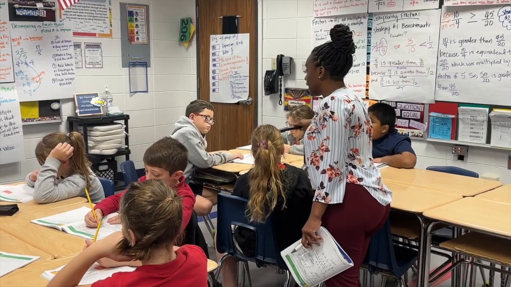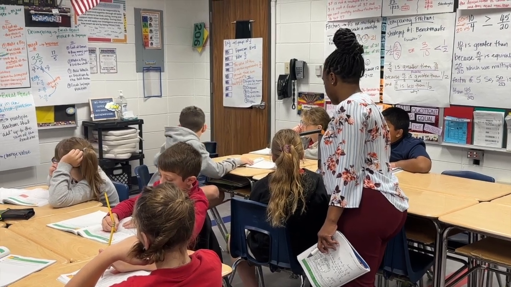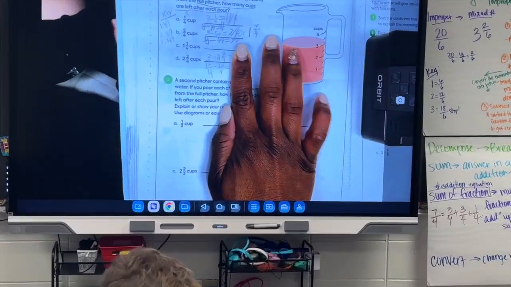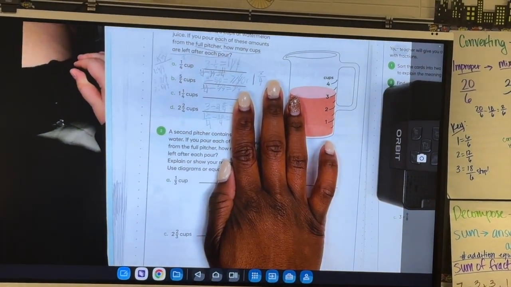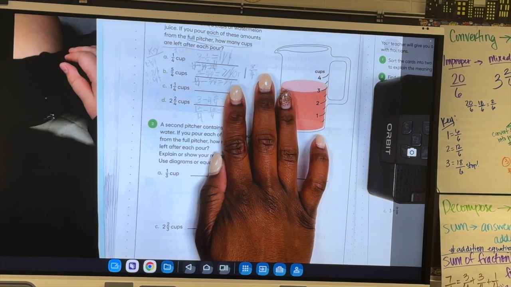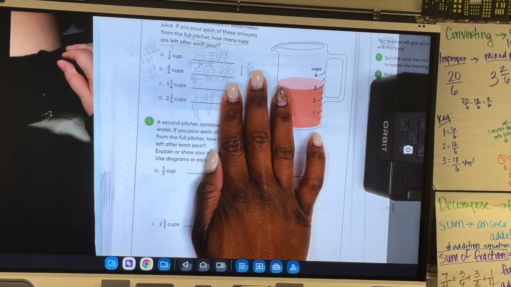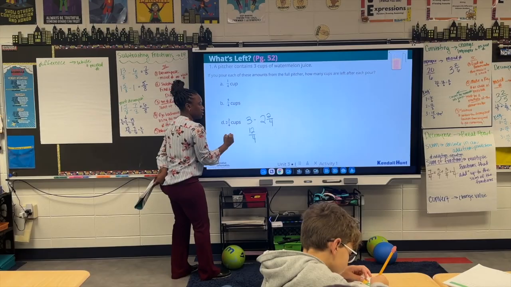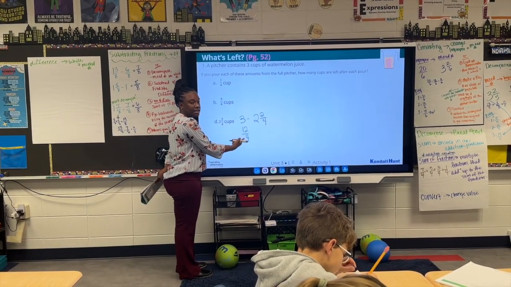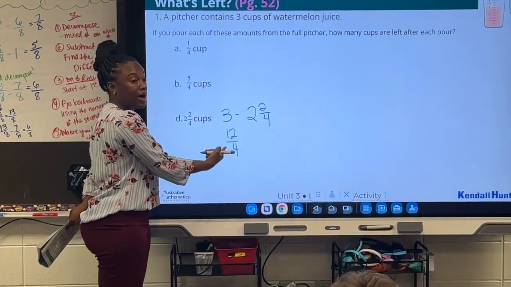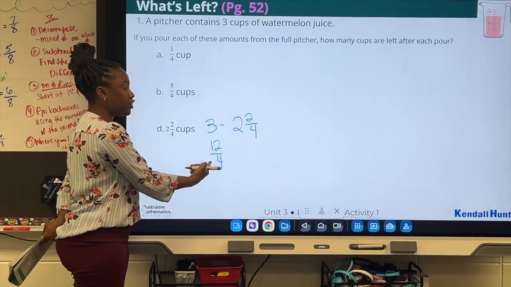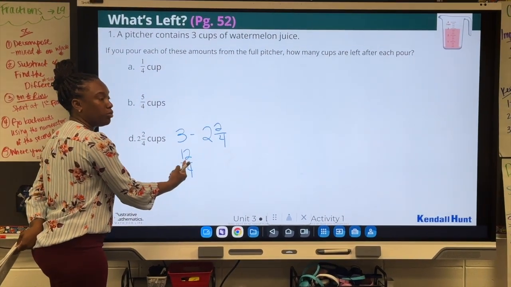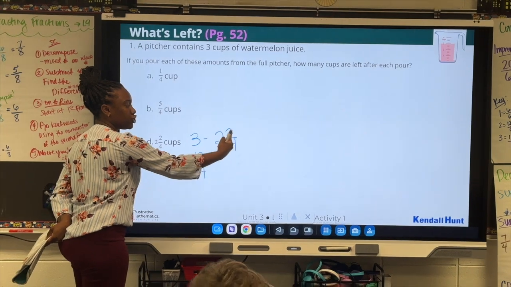What would it look like? So I want you to look at Madeline's D. Do you agree with her equation? She's got 3 minus 2 and 2/4. Would you say that the start of her equation is correct? Yes, ma'am. But is this the only thing I've got to decompose? No. What else do I have to decompose? 2 and 2/4. What can help me decompose 2 and 2/4?